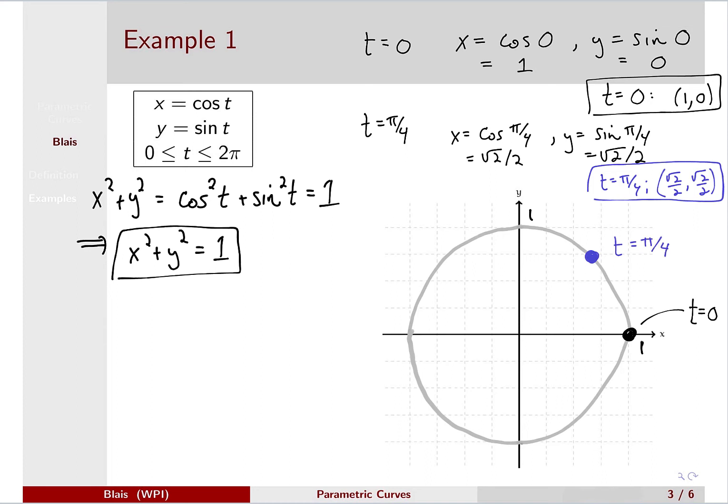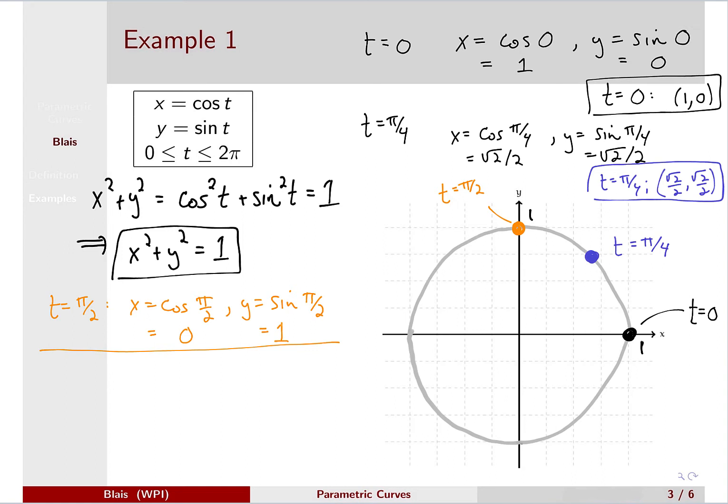And we can keep doing this. If we do, say, time pi over 2, then we have x equals cosine pi over 2, and y equals sine pi over 2. We know cosine pi over 2 is 0, and sine pi over 2 is 1. So this gives us the point 0, 1 here at time pi over 2.